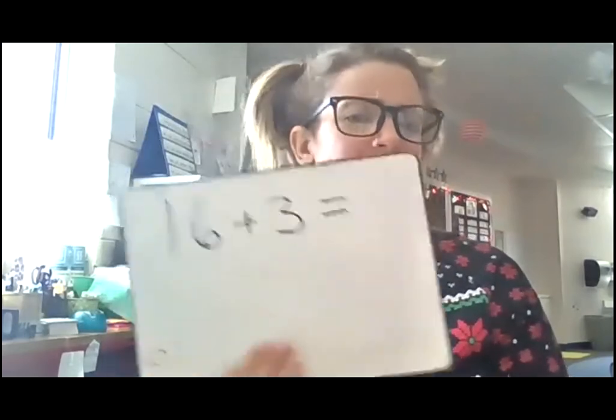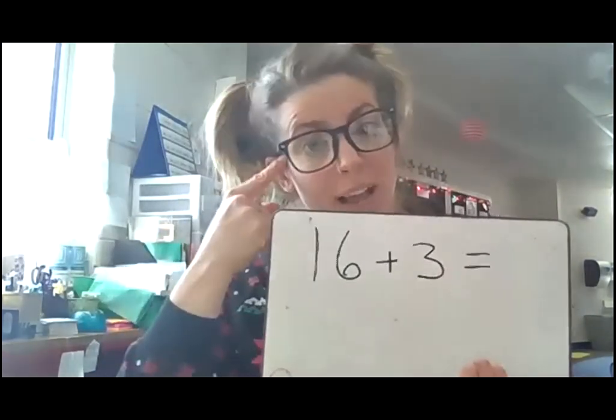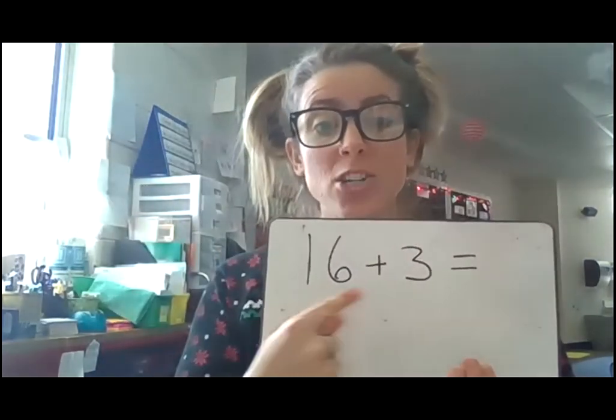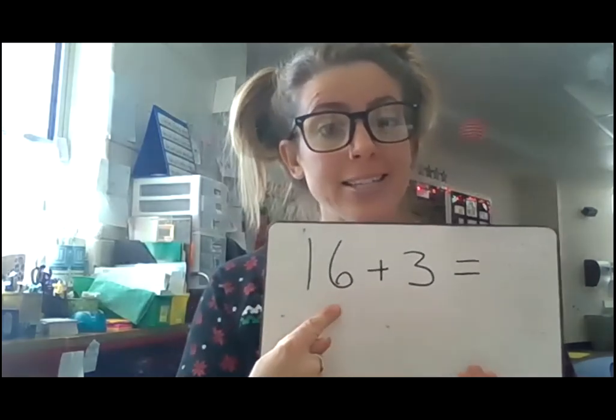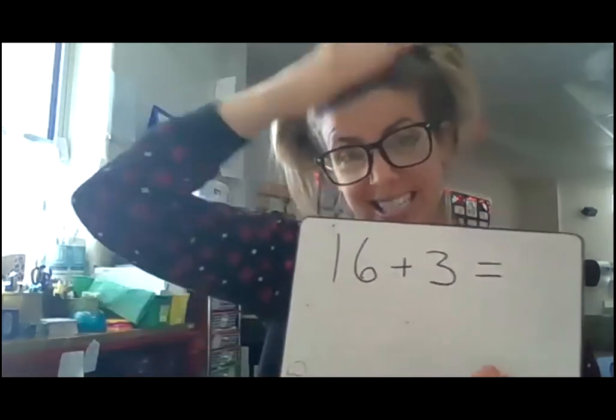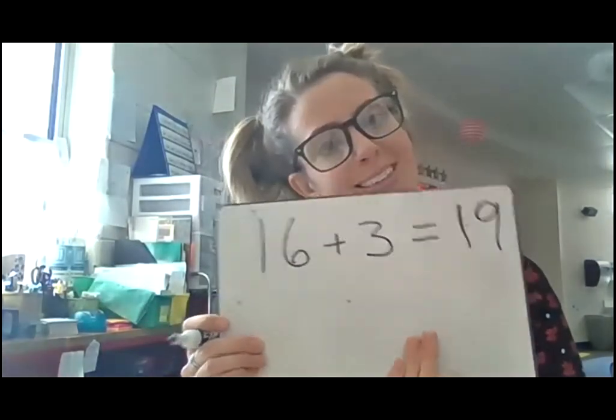I'm going to solve it on my own board. Okay, if you're back, that means you went ahead and solved. I think I can just use the counting on strategy to solve this in my head. We know with addition, we can start with either of the addends. I'm going to start with the 16. I'm going to put 16 in my head and add 3 more. This is going to help me solve really quickly. 16, 17, 18, 19. So they have 19 things to decorate with.